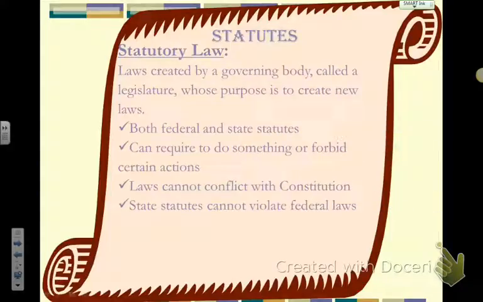There are both federal and state statutes. State statutes cannot violate the Constitution. And statutes can be requiring you to do something or forbidding you from doing something. They can require you to pay taxes, or forbid you from committing a crime. And then state statutes can't violate federal laws either, or they're not supposed to.